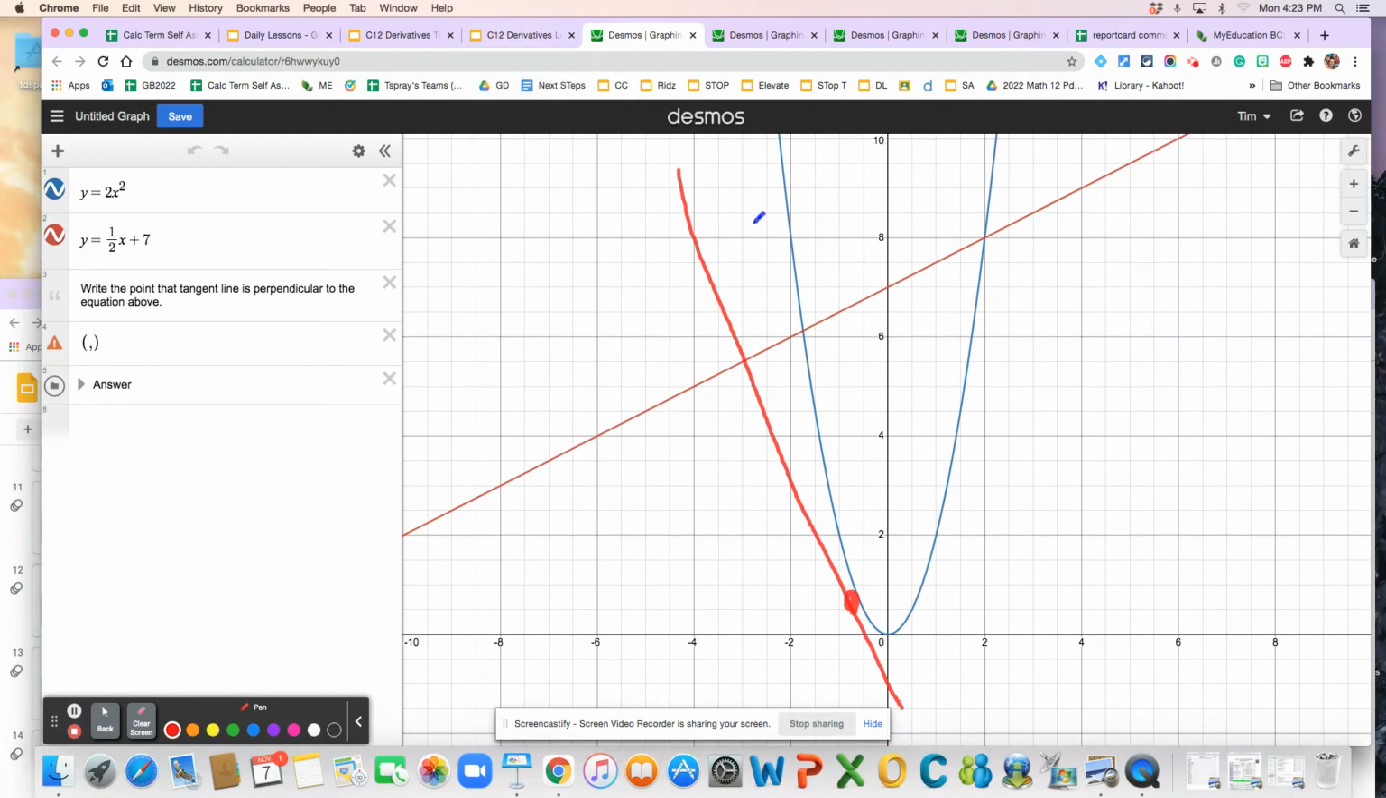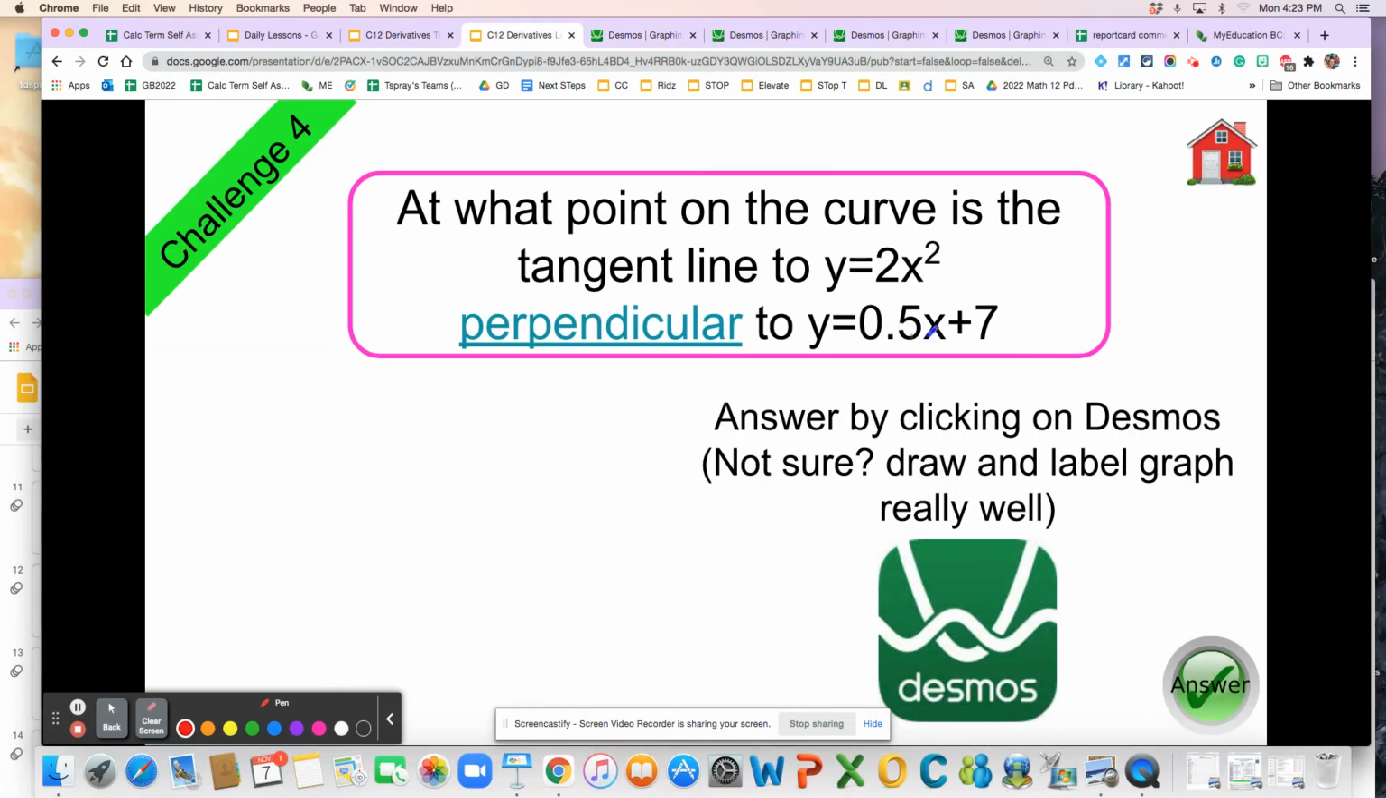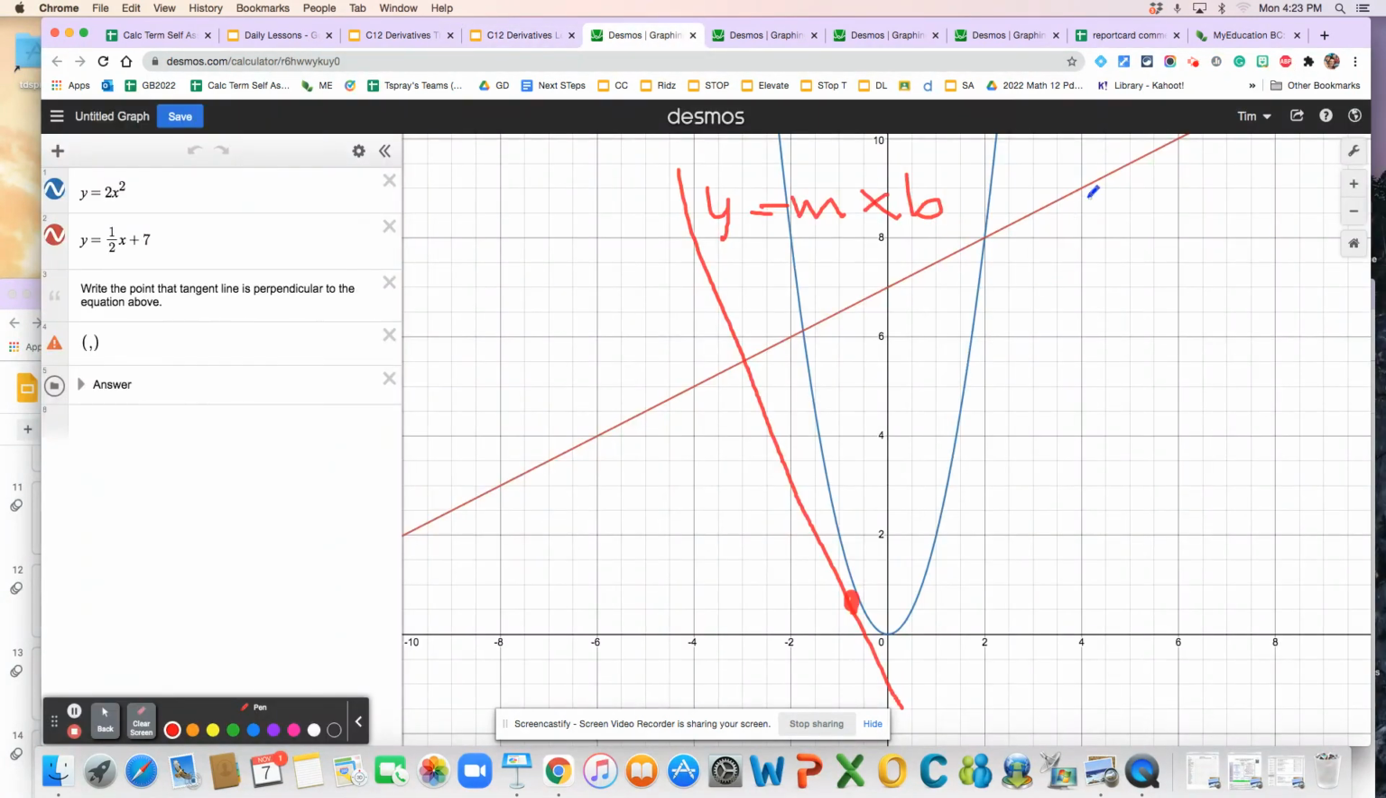Here's some things that we know. We know that the equation of this new line is y equals mx plus b. We know from the previous question that the slope of this line is 1/2. So that means that the perpendicular is going to be y equals negative 2x plus b. That would be the equation of the line, but that's the slope, right?